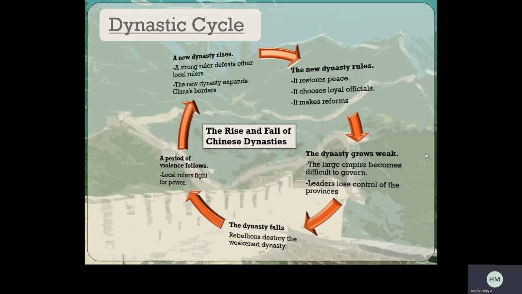But eventually, the dynasty is going to grow weak. They all eventually grow weak and they'll eventually fall. The dynasty grows weak, the large empire becomes difficult to govern, and the leaders lose control of the provinces. And so, like I said, the dynasty will then fall. The dynasty falls, rebellions destroy the weakened dynasty. And then a period of violence follows.